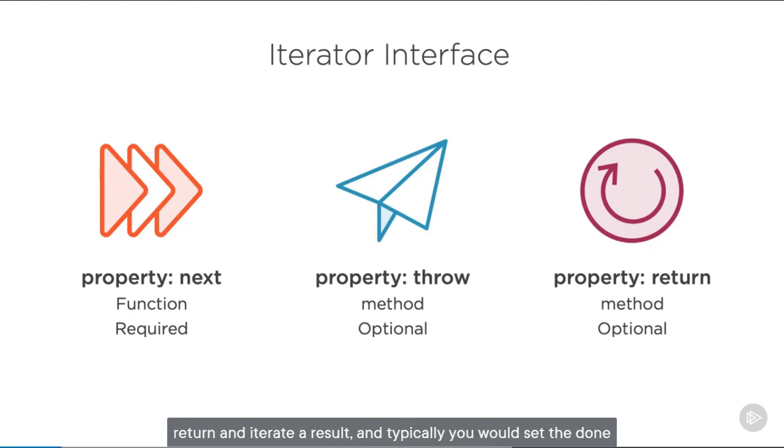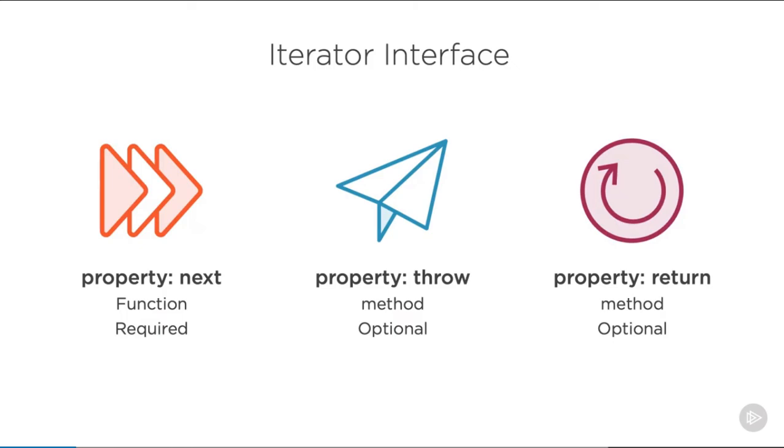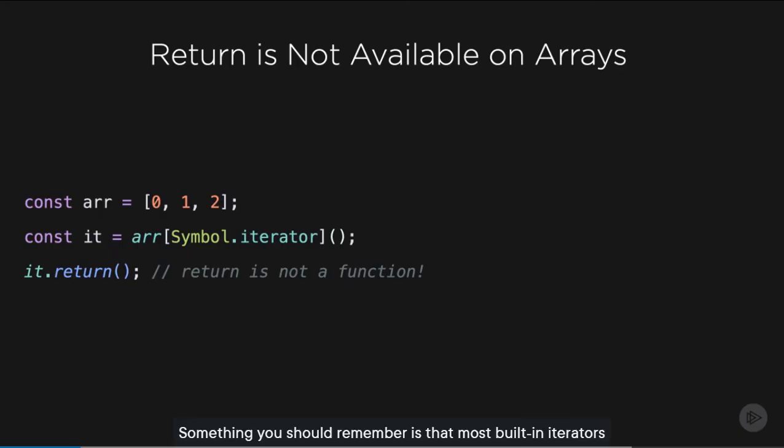Both of these return an iterator result, and typically you would set the done property to true, but that's not a hard requirement. Something you should remember is that most built-in iterators will not have these optional methods available. Arrays, maps, strings, sets, none of these have a return method or a throw method that you can call. Later, we will talk about what type of iterator will have these methods available. But for now, we will be implementing these methods ourselves on the action iterator.